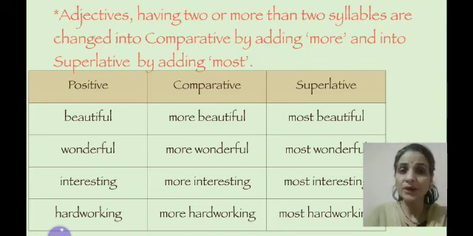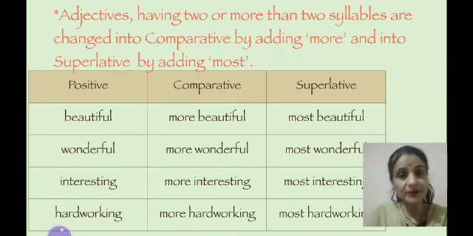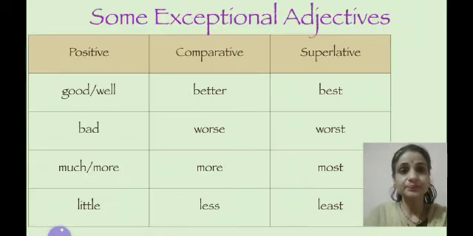Same way, wonderful, more wonderful, most wonderful. Interesting, more interesting, most interesting. Hardworking, more hardworking, most hardworking. Here I want to tell you one word is there, clever, which makes children confused and they use more clever. No, we have to say cleverer in comparative degree and cleverest in superlative degree.